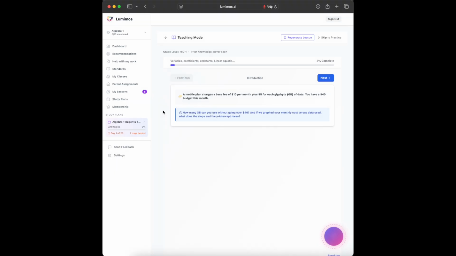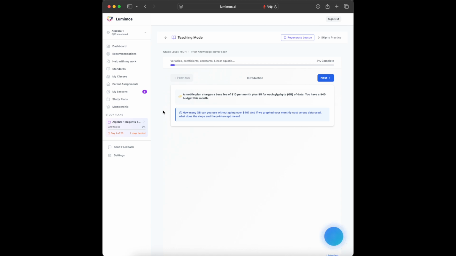I see we're working on linear equations and inequalities, and we're starting with this mobile plan scenario. Here's the situation. A mobile plan charges a base fee of $10 per month, plus $5 for each gigabyte of data, and you have a $40 budget this month. The question is asking how many gigabytes you can use without going over $40. And if we graphed your monthly cost versus data used, what would the slope and y-intercept mean? What's your first thought when you look at the situation?